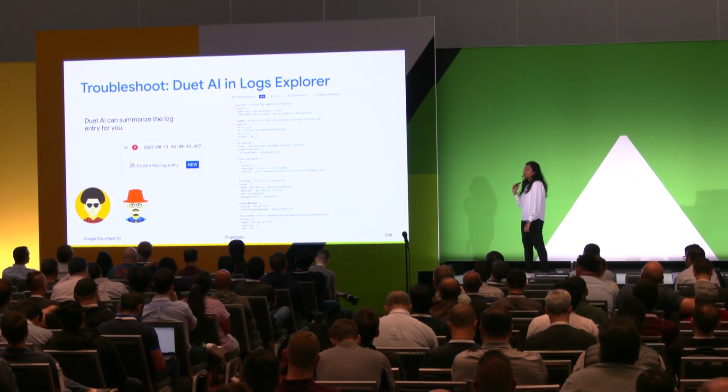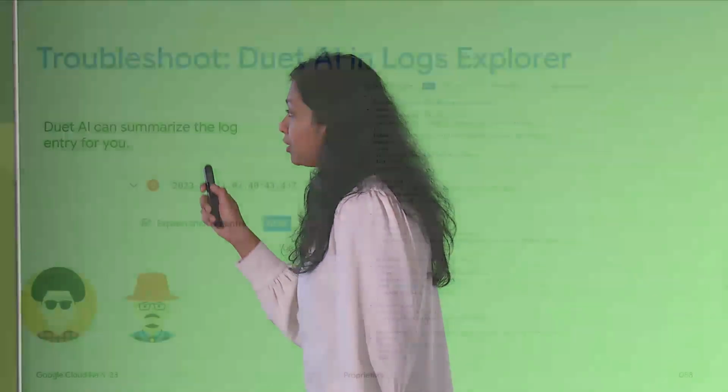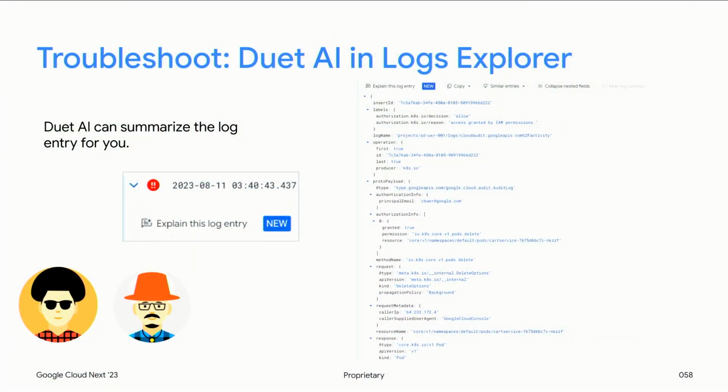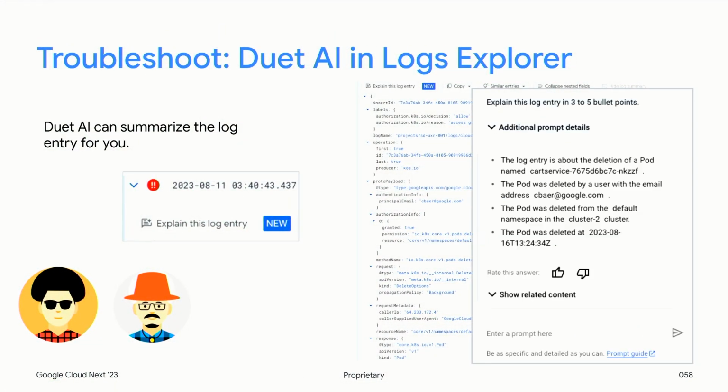So we recently integrated Duet AI in Logs Explorer. This has been a huge advantage. If you go in and say, can you explain this log entry to me, in simple natural language terms it will tell you what happened. This is amazing. I don't have to strain combing through logs and try to understand and summarize myself. Duet AI can do this for you: okay, this pod was deleted in this service at this time in this cluster. Isn't that everything you need to know at that point?